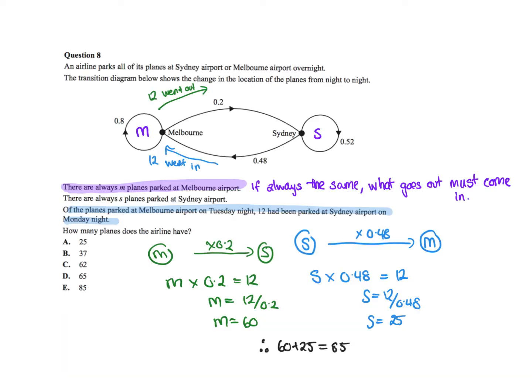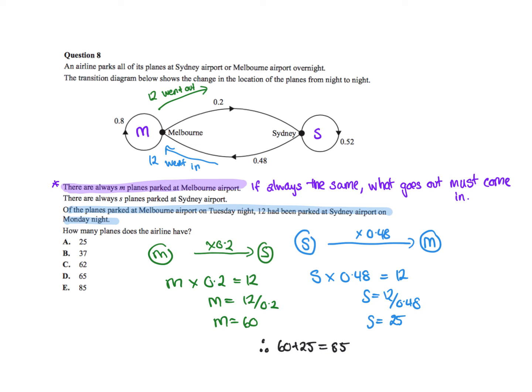Okay, question 8. An airline parks all of its planes either at Sydney Airport or Melbourne Airport. The transition below shows the change of location. Now this statement here becomes very important in the purple here. It says there are always M planes parked at Melbourne Airport. So that means that the number parked at Melbourne never changes.